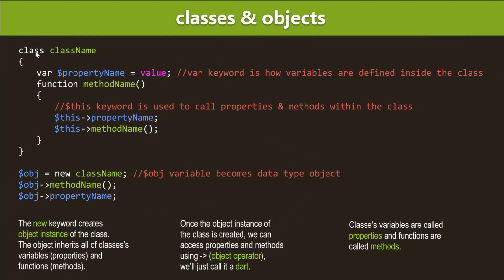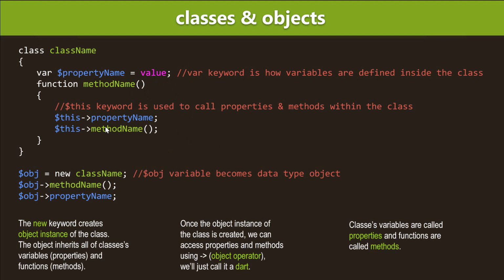So we define the class using the class keyword followed by the class name, and inside the curly brackets we have properties and methods of the class. Properties is just another word for variables, and that's what we call variables inside the class, and methods is what we call functions inside the class. So you can think of a class as just a collection of properties and methods, and that's all it is.